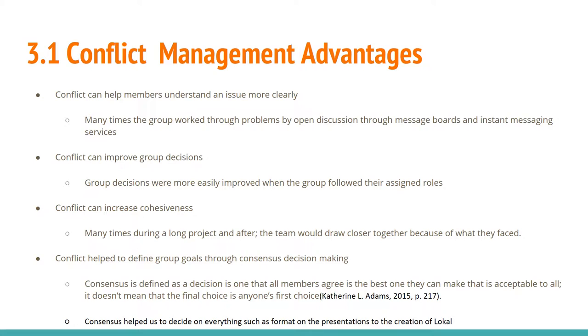Conflict helped to define group goals for consensus decision making. Consensus is defined as a decision is one that all members agree is the best one they can make that is acceptable to all. It doesn't mean that the final choice is anyone's first choice, according to Catherine Adams. Consensus helped us to decide on everything, such as a format for the presentations and the creation of our locale app.